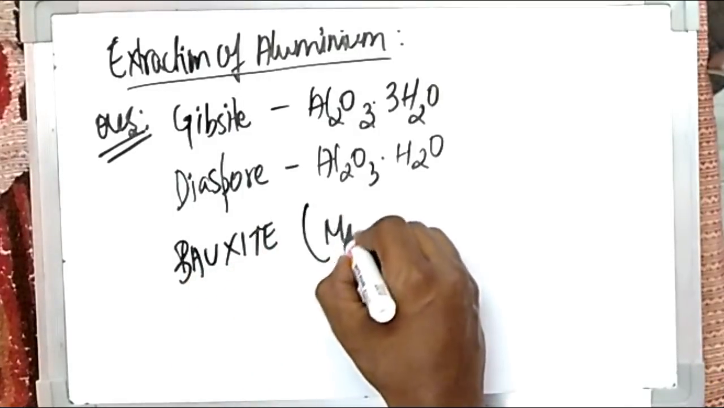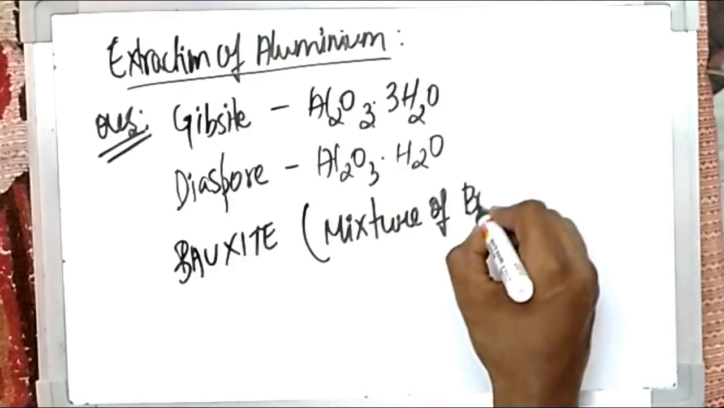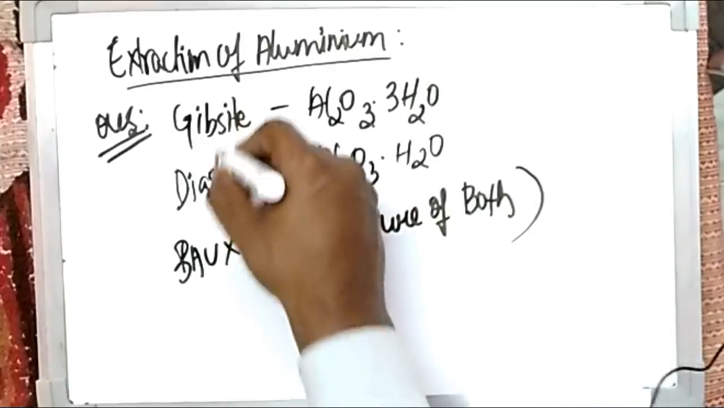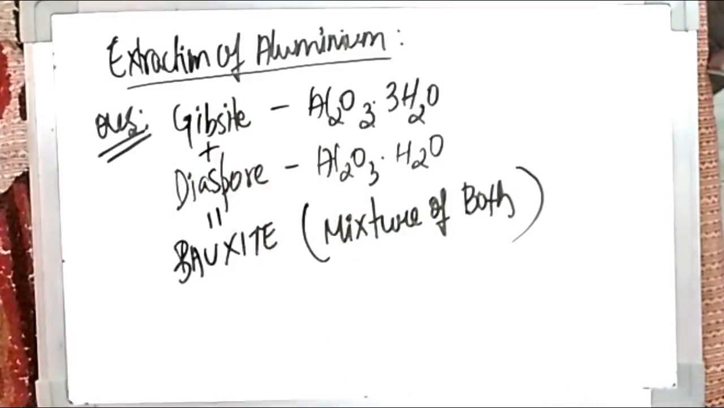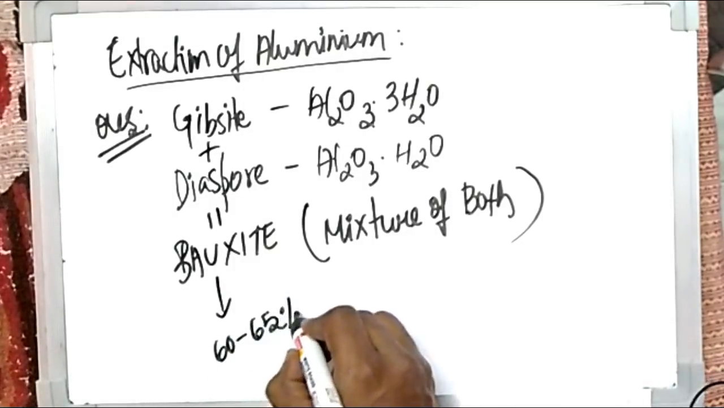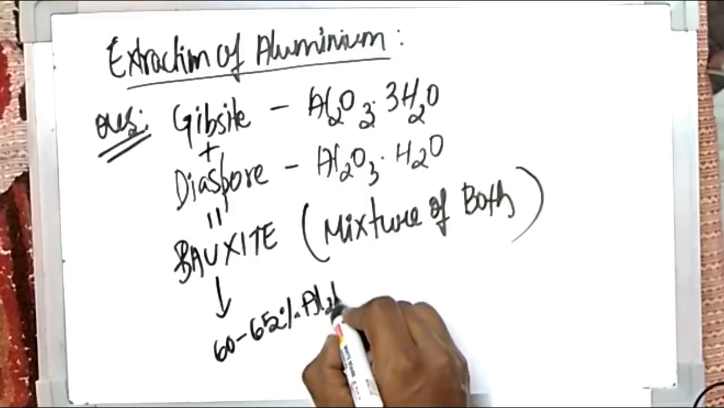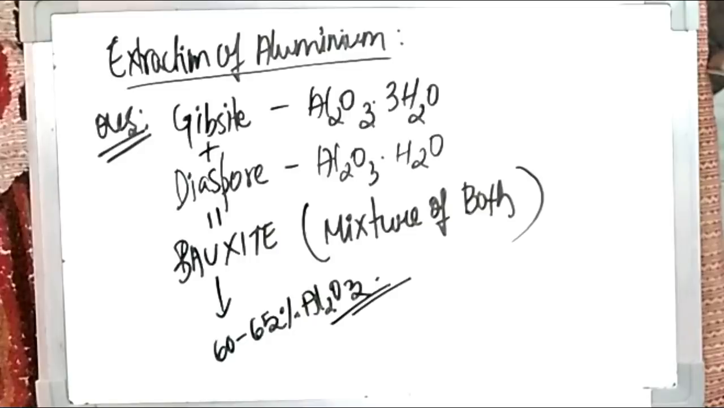Bauxite is nothing but the mixture of both, a mixture of gibbsite as well as diaspore. The mixture of gibbsite plus diaspore gives us bauxite. Usually bauxite contains about 60 to 65% of Al2O3. So these are the different ores. Now we'll see what the different applications are.